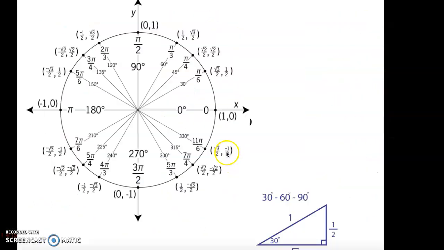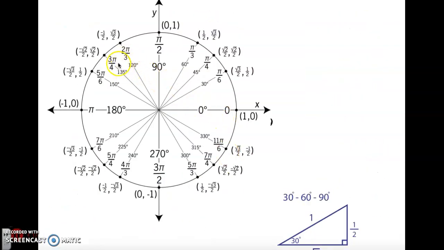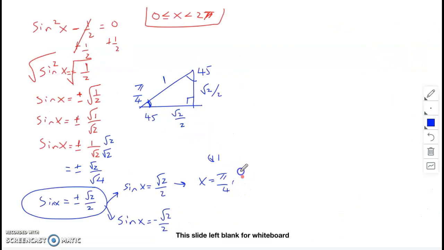If we notice, we have the answer as well in Q2, which is square root 2 over 2 for my sine. Remember, that is the y value. Your y is your sine, the x is your cosine. So square root 2 over 2 is at 3 pi over 4, and this is going to be in Q2. So those are my answers for my positive.